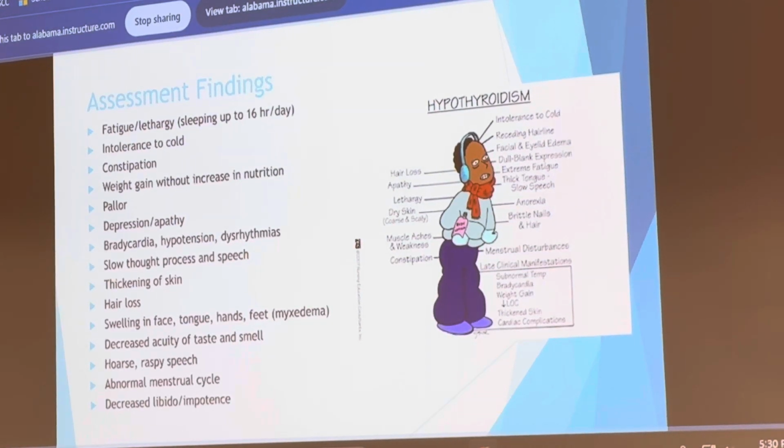So assessment findings, exactly opposite. They're going to be cold intolerant, weight gain, brittle hair falling out in patches, lethargy, tired, no energy. Then they have anorexia, but they'll have weight gain, which is kind of interesting there. And then you see down at the bottom your late signs. Those are the ones that I would most worry about.